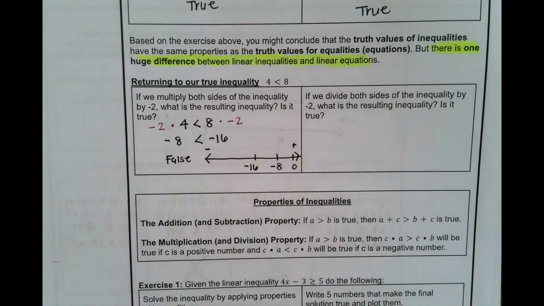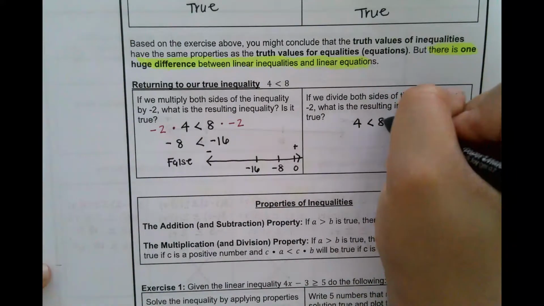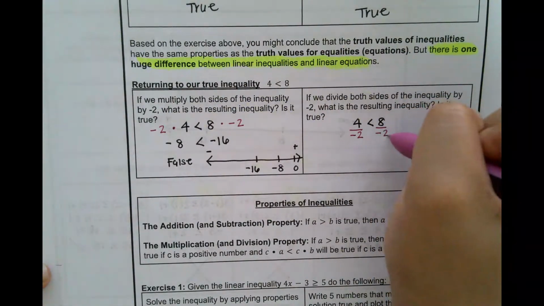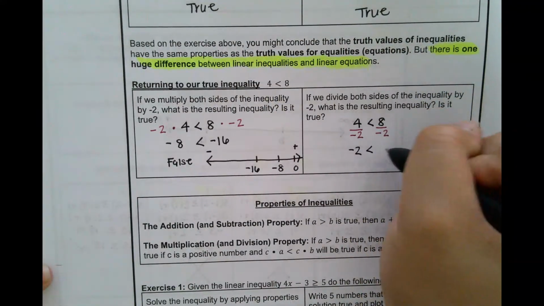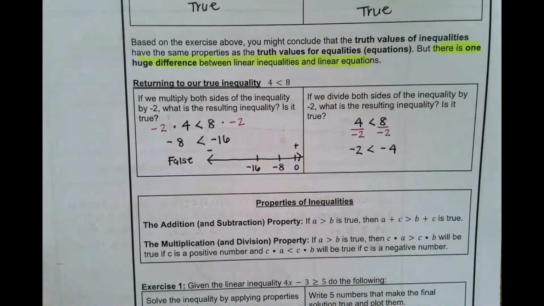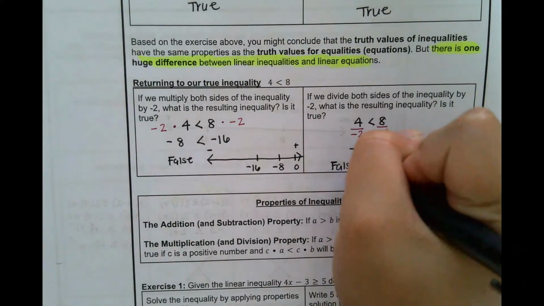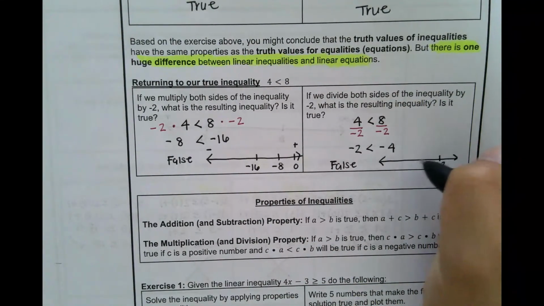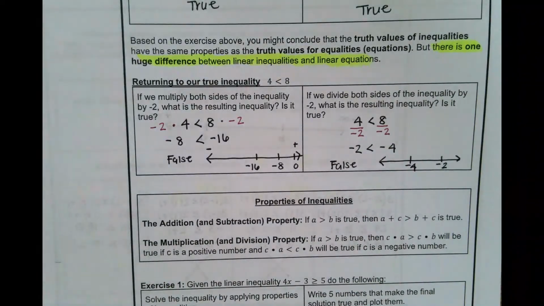Okay? So let's try it. What if we divide it by a negative number? Okay, so we have 4 less than 8 again. This time, though, we're going to divide by negative 2. 4 divided by negative 2 is negative 2. 8 divided by negative 2 is negative 4. Okay? Is negative 2 less than negative 4? No, it is false, because again, if we have our number line, negative 2 is here, negative 4 is here. It is bigger, so this is false.